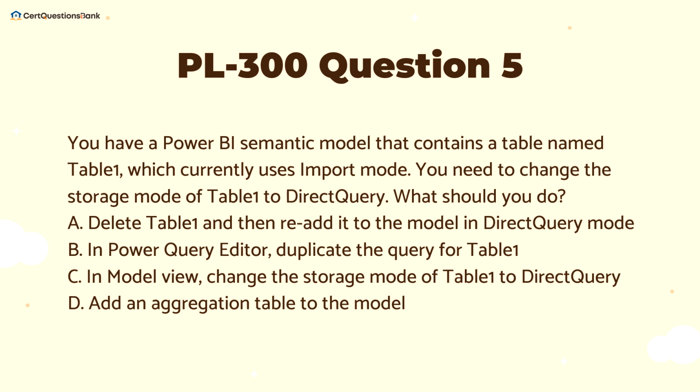You have a Power BI semantic model that contains a table named Table 1, which currently uses import mode. You need to change the storage mode of Table 1 to DirectQuery. What should you do? A. Delete Table 1 and then re-add it to the model in DirectQuery mode. B. In Power Query Editor, duplicate the query for Table 1. C. In Model View, change the storage mode of Table 1 to DirectQuery. D. Add an aggregation table to the model.